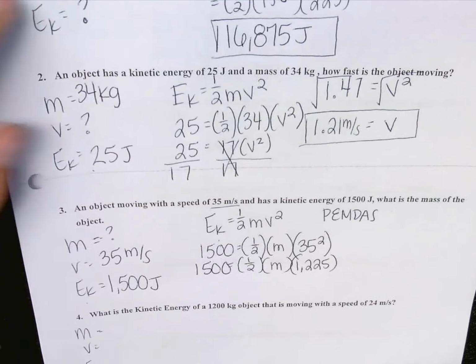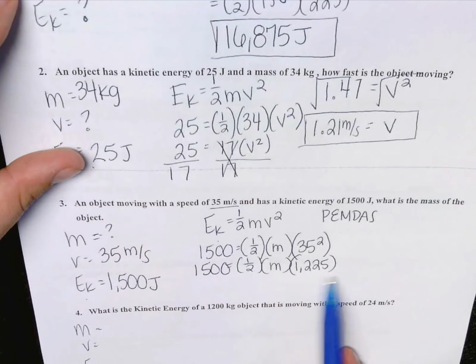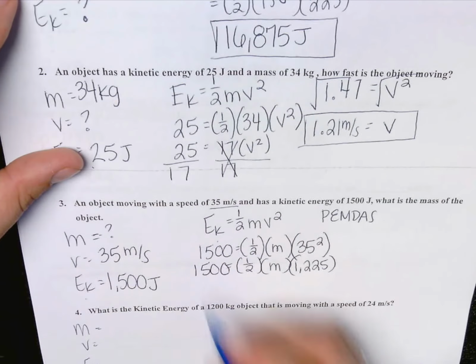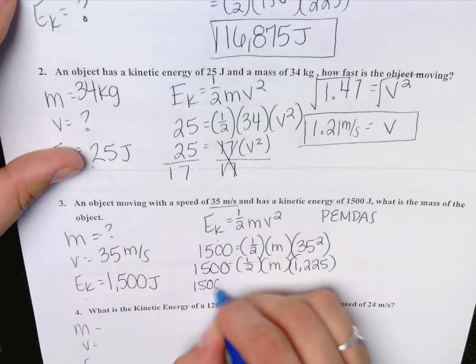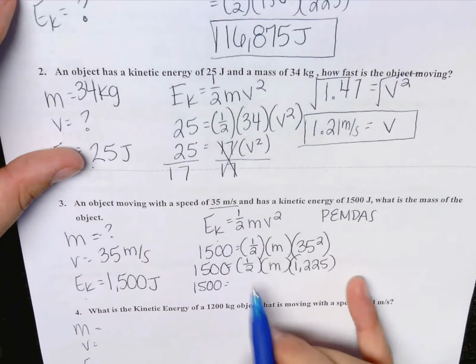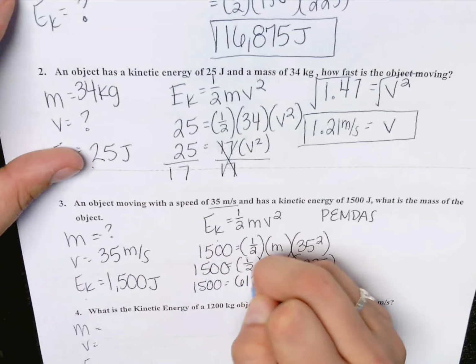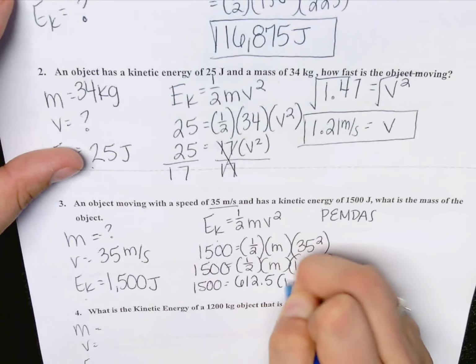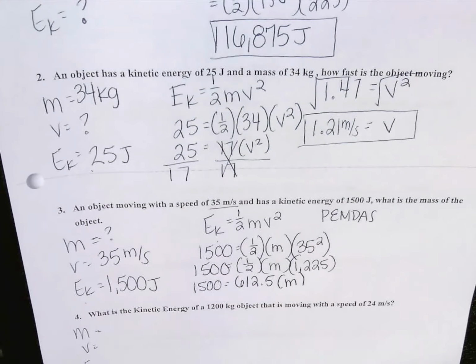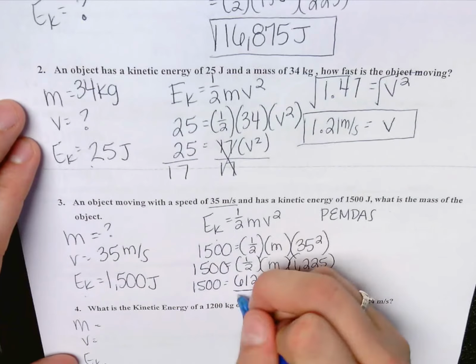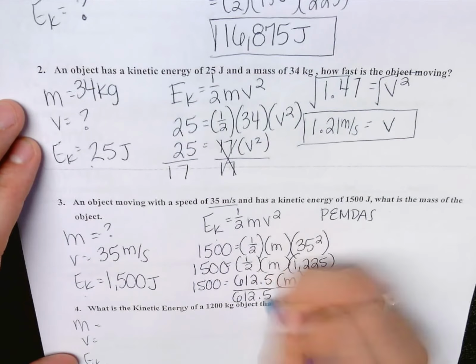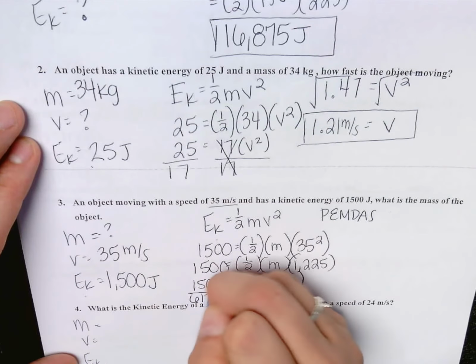Hannah, what can I do on this side of the equation to combine? Exactly, we can multiply those numbers together. So 1,500 is equal to whatever 1/2 times 1,225 is. That's 612.5, but we're still multiplying by m. What's our last step? Divide by what? 612.5. Yes. Divide by 612.5.